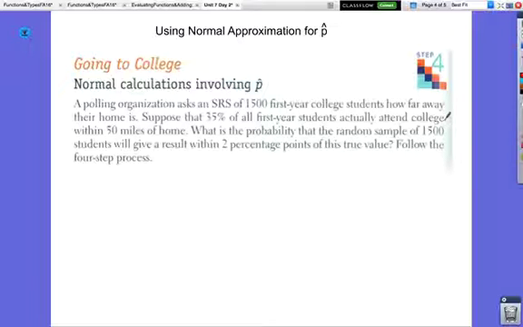All right, so another example using a normal approximation for p hat. A polling organization asked a simple random sample of 1,500 first-year college students how far away their home is. Suppose that 35% of all first-year students actually attend college within 50 miles of home. What is the probability that the random sample of 1,500 students will give a result within 2 percentage points of this true value? Follow the 4-step process.